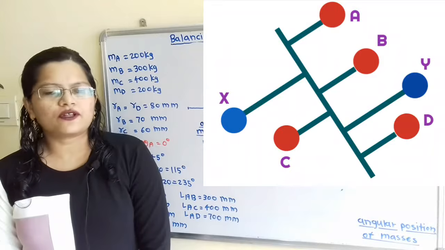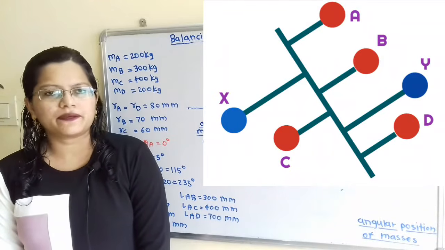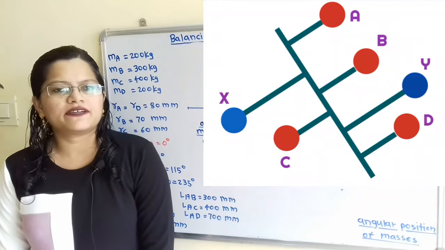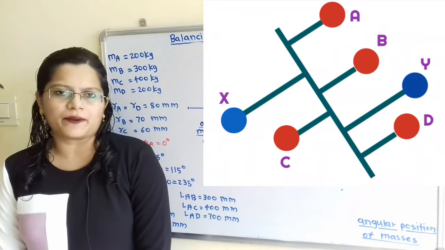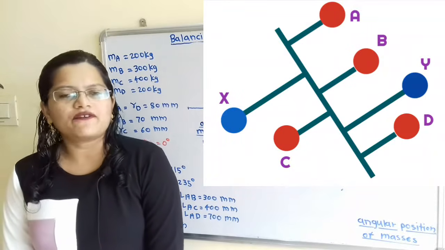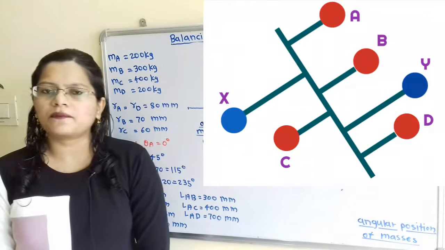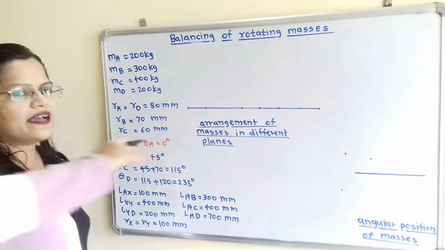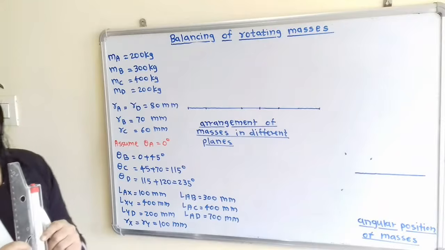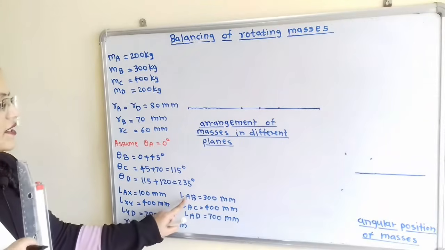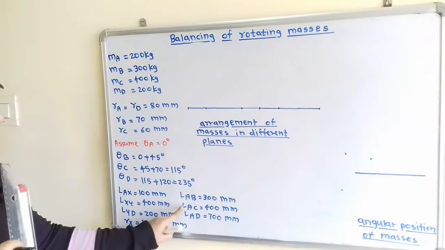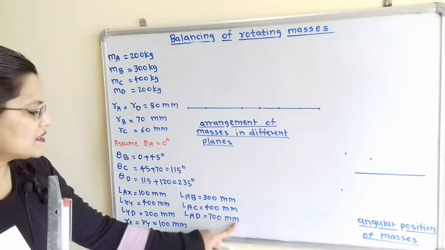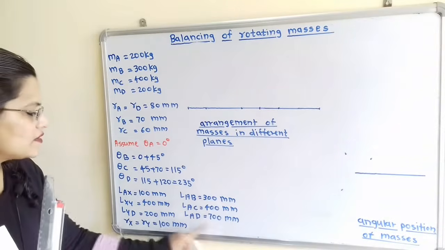In this question, four masses are rotating in planes A, B, C and D about the shaft. Two balancing masses are provided which are rotating in planes X and Y. We will first construct the diagram for the arrangement of masses in different planes as per the given data. Now we will first decide the distance. Between planes, A and B distance is 300 mm, A and C distance is 400 mm and A and D distance is 700 mm. So we will first plot this.